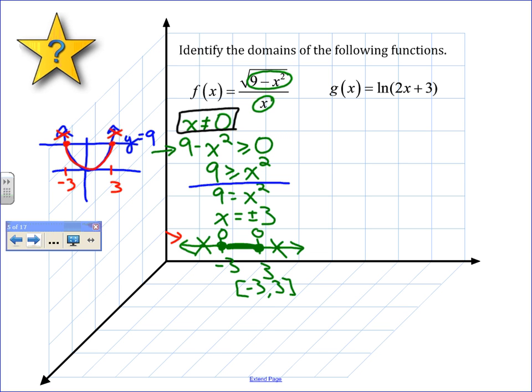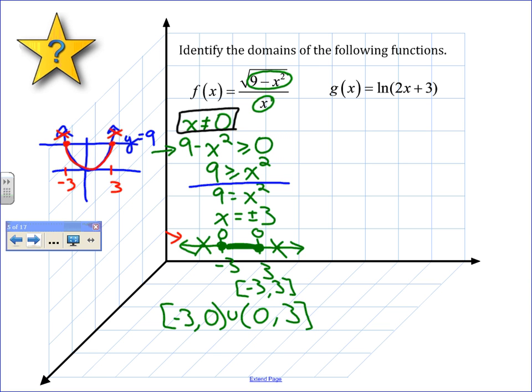Okay, so how do I combine those two things? Well, it's everything between negative 3 and 3 except for 0. So my final answer is between negative 3 up to 0 and then 0 to 3, including negative 3 and 3 and not including 0.